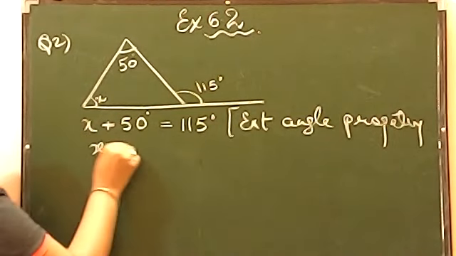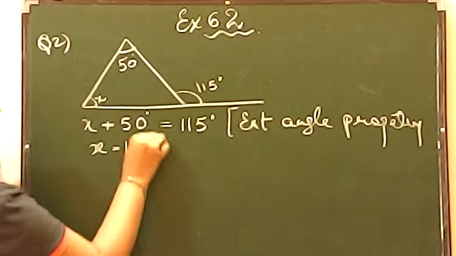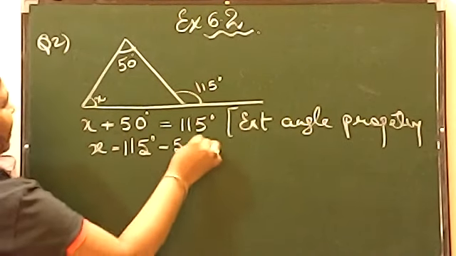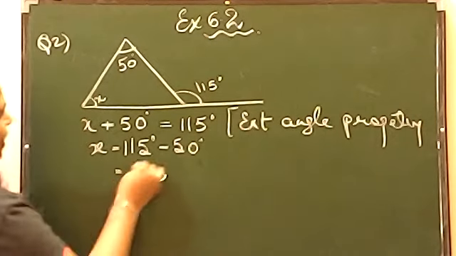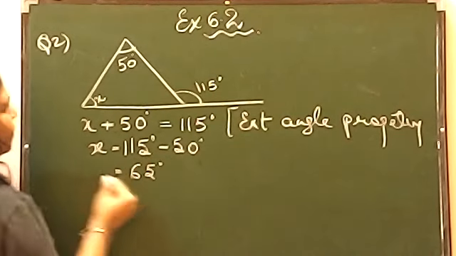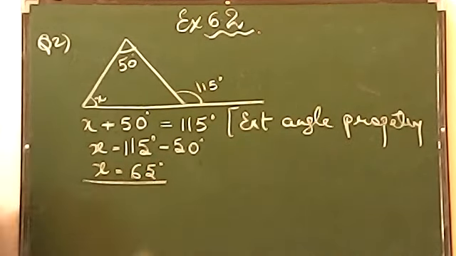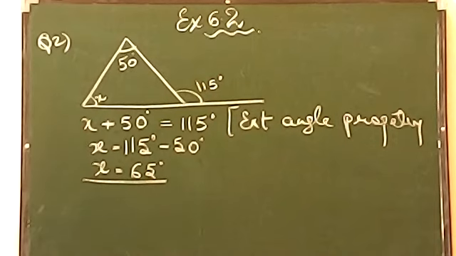So if you want the value of x, you can simply subtract 50 from 115, and when you will subtract it, you will get the answer from it. Okay, can you tell me what will come? Tell me now what will be the answer now? 65 degree. The value of x will come here 65 degree. Clear now? Students, please reply now.